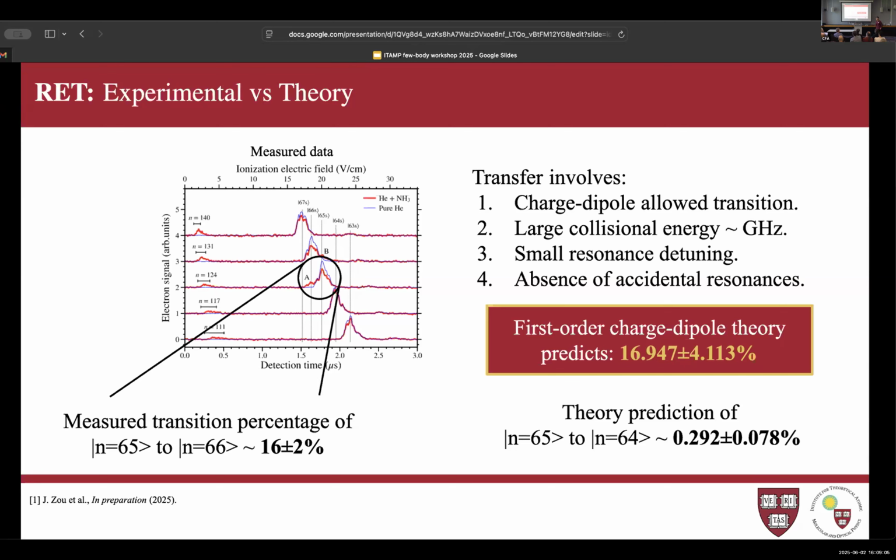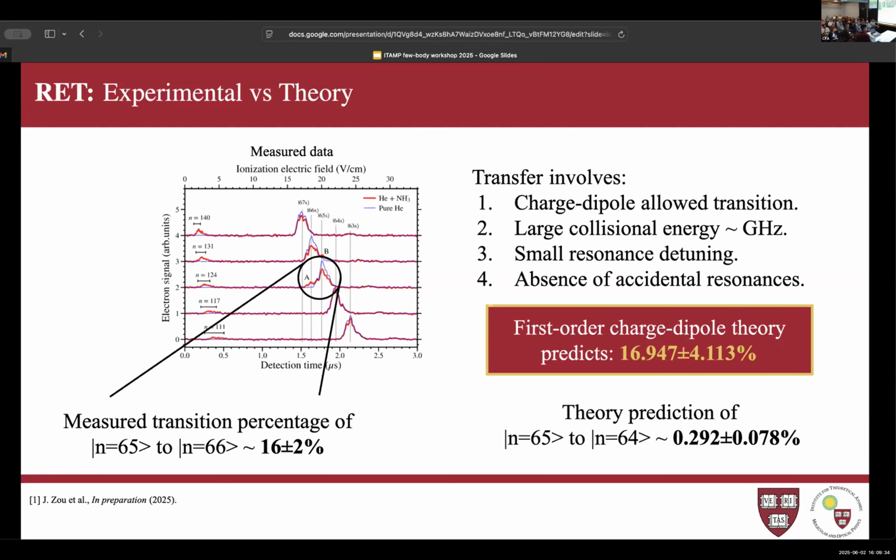Sorry, what do you mean by percentage? Isn't there a cross section? I'm not sure I understand what percentage means. Yeah, so they just have a population measurement essentially. They have some ionization signal at the end, and they take the ratios of this ionization signal. The way that we compute this is we have some collisional rate, which we then integrate over the ionization time. And this includes all partial waves, or are you treating the nuclear motion classically?